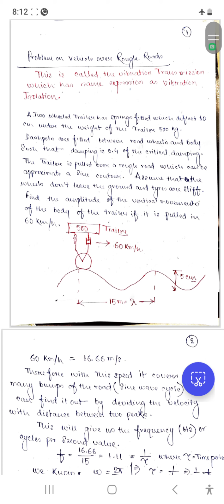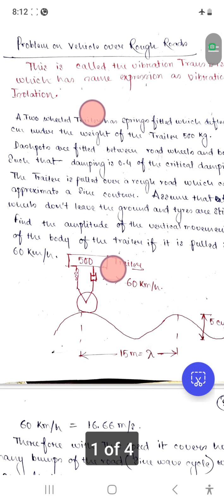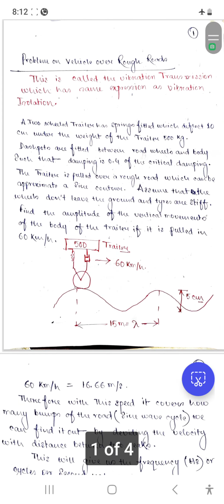Now moving forward, we see that dampers are fitted between road wheels and body such that damping is 0.4 of the critical damping. So the critical damping, we know, is CC, and it is mentioned that the damping coefficient C is equal to 0.4 times CC. Therefore, we get the zeta value, which is C by CC equal to 0.4. So indirectly this information is also given. Zeta is needed, as you have seen in yesterday's video, in the expression of vibration transmission or isolation.